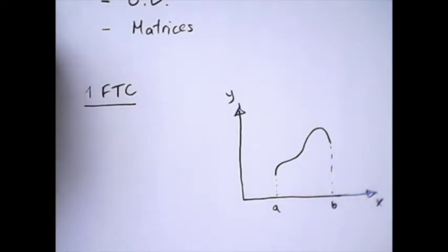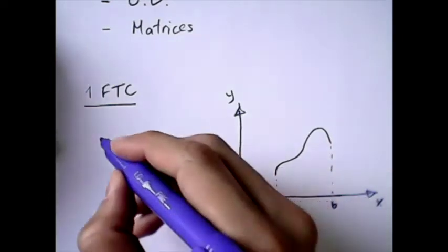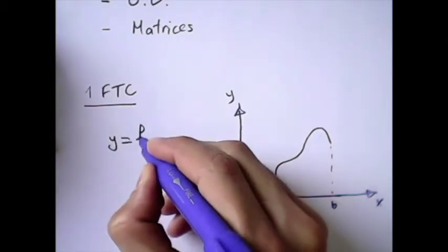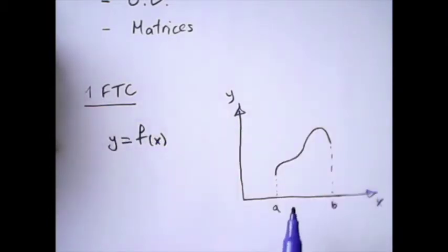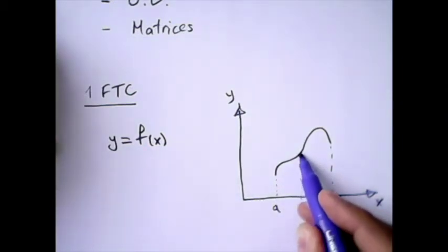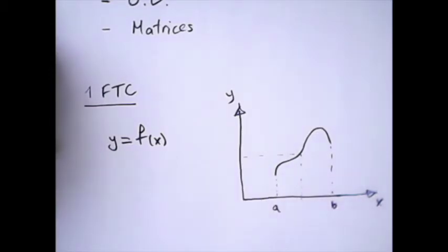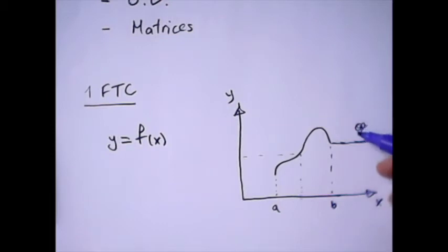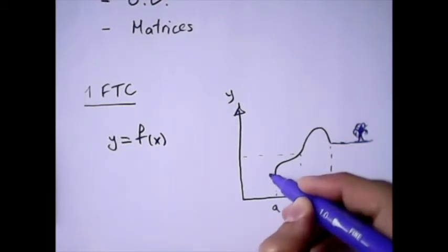Let us say that we have a function which tells us the height of the mountain. The function is y equals f of x. So whatever x I put into this function, for instance this x, it will go ahead and give me the height of the mountain. Okay, so let us put a forest right after the mountain, and a sea right before our mountain.